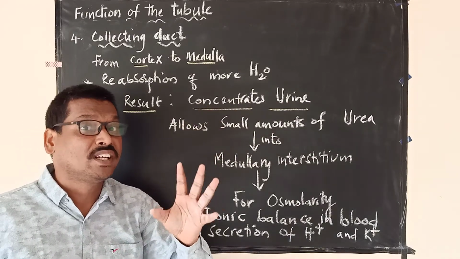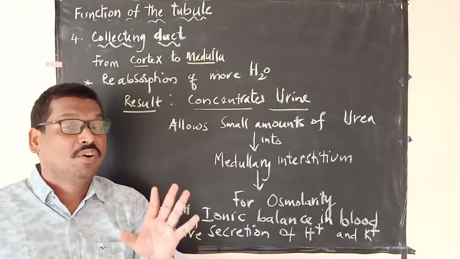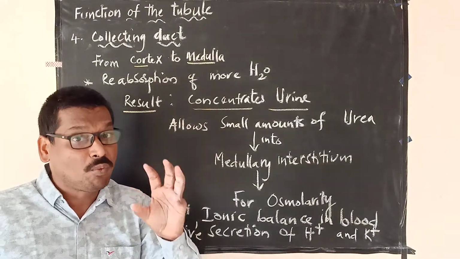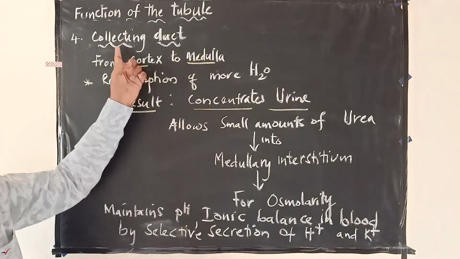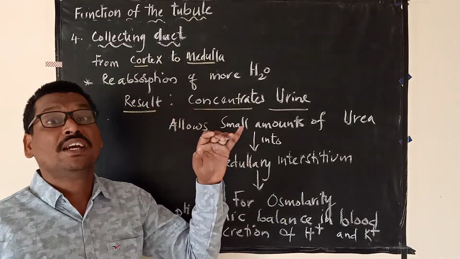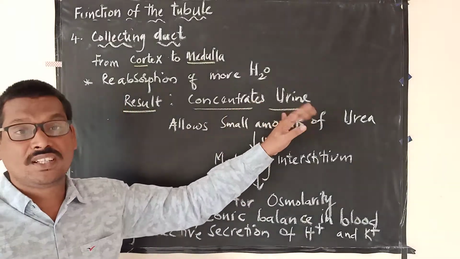Why is it more concentrated? Because it is containing less water. Why is it containing less water? Because the water will be reabsorbed more from the collecting duct. Okay, the collecting duct is making the urine more concentrated.